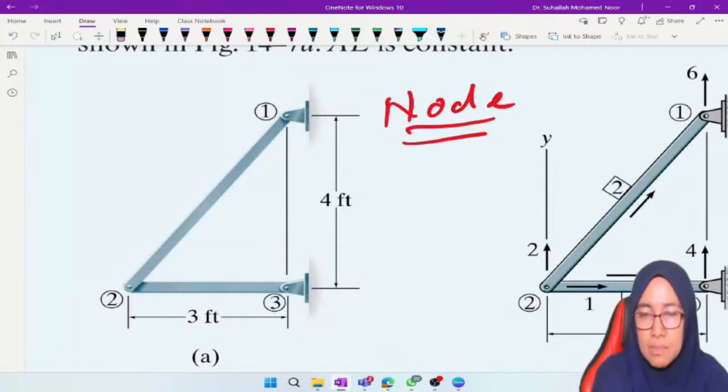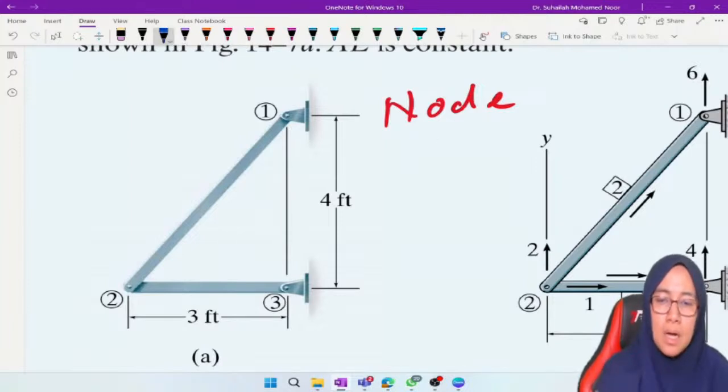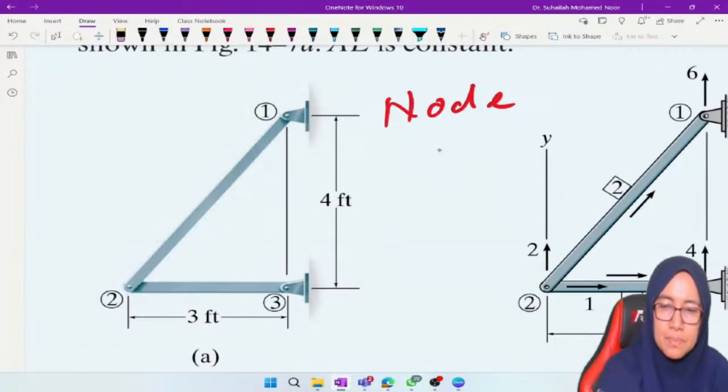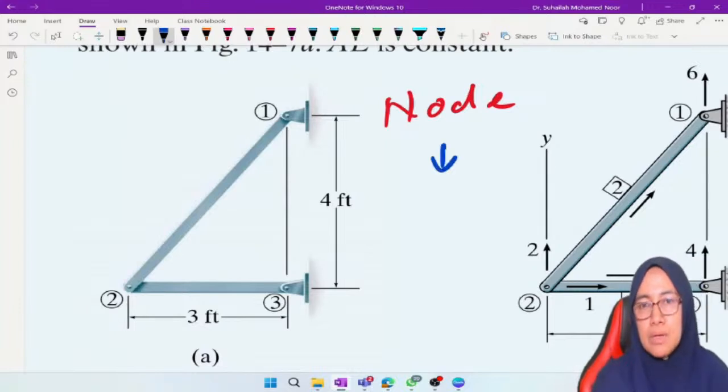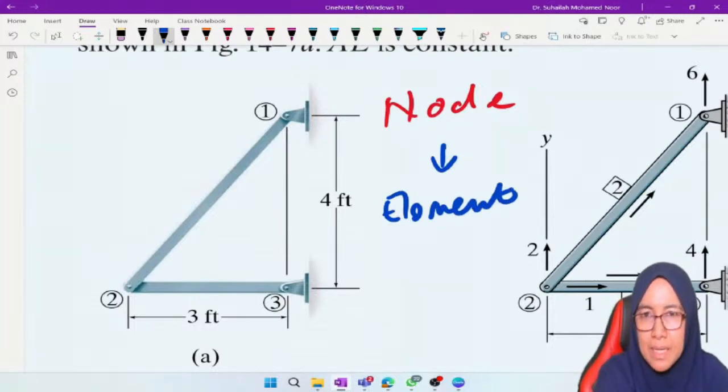Three nodes means three joints. We don't call them joint A, joint B, joint C, but we call them node number 1, node number 2, and node number 3. From nodes we produce what we call elements. Nodes produce elements. An element is a member: member AB, member BC.